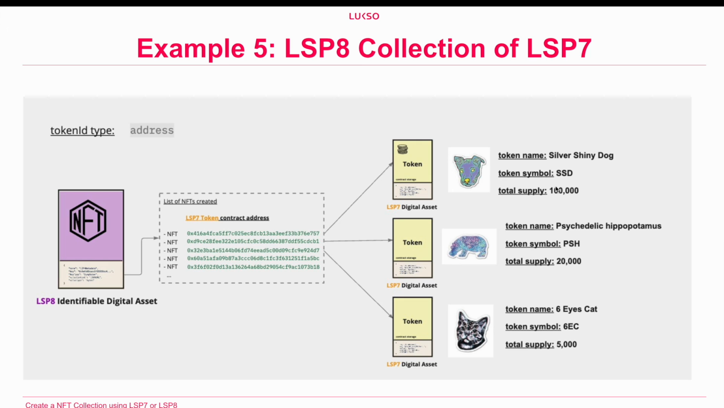So for instance, in this case, the silver shiny dog sticker has a lot of quantity available, the second one here is a bit less common, while the last one, the six-eyed cat, is very rare. There are only 5,000 digital stickers ever created, and still each of these tokens is non-divisible. So you can use this approach to create a collection with sub-collections inside where each item is more scarce than others. And this is basically how you can compose the different LSP standards to create different types of NFT collection as you want.